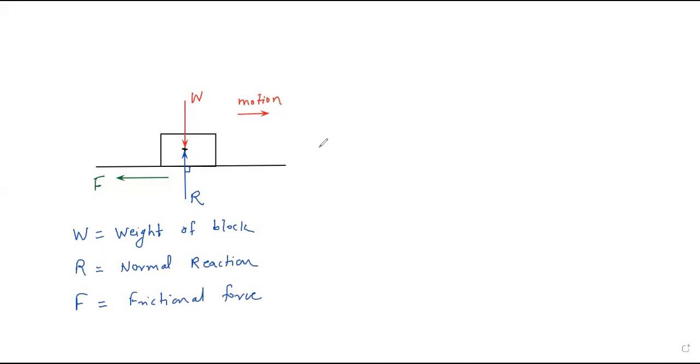One more quantity here is called mu, and this mu is called the coefficient of friction. Suppose the coefficient of friction between the surface of the block and this surface is mu. Then the frictional force is calculated as F is equal to mu into R. This is the formula to calculate the frictional force. In this way, we are going to calculate the frictional force.